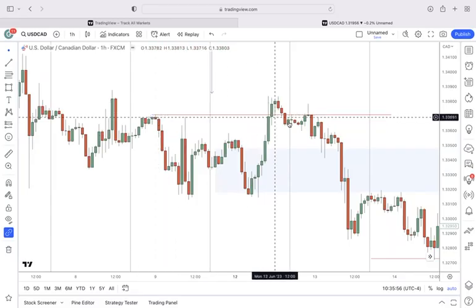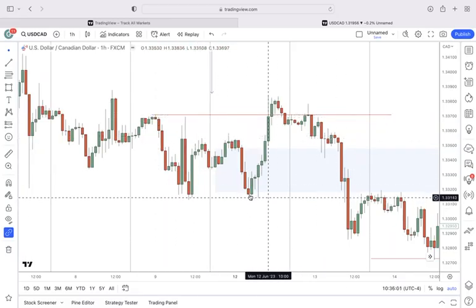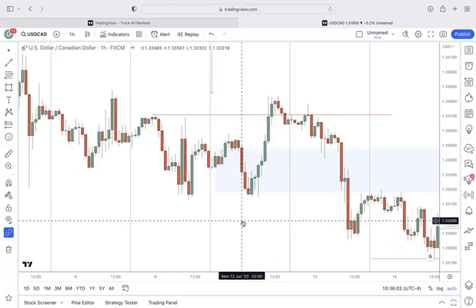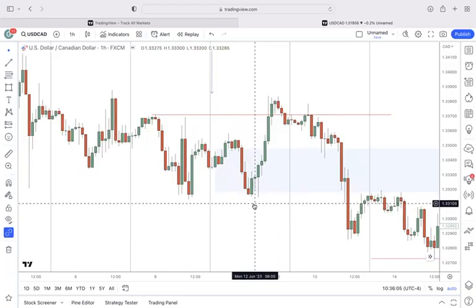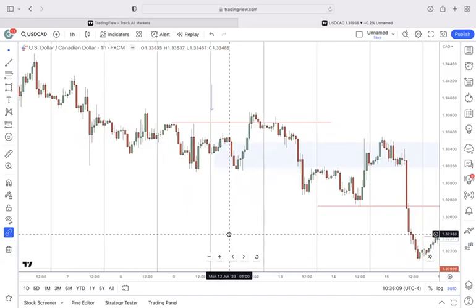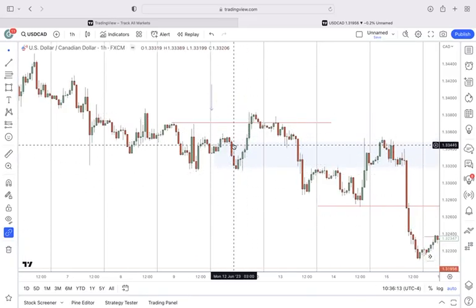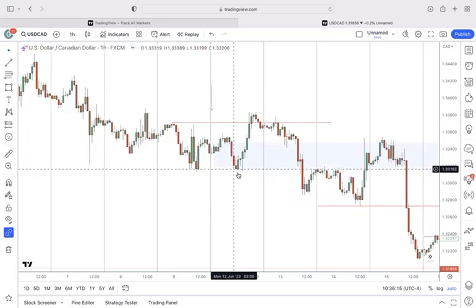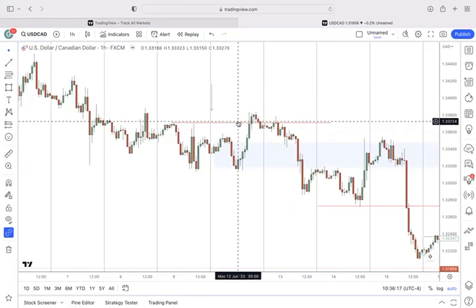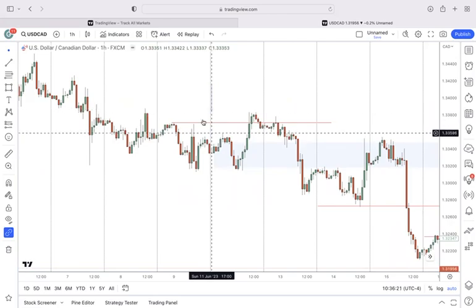Takes out highs. Then on this day, we close below equal lows. And that's what creates the bearish daily order block. This day right here, with the down close candles and the up close candles, that day creates the daily order block. That's why my arrow is pointing down right here.